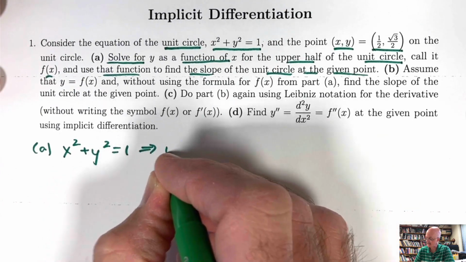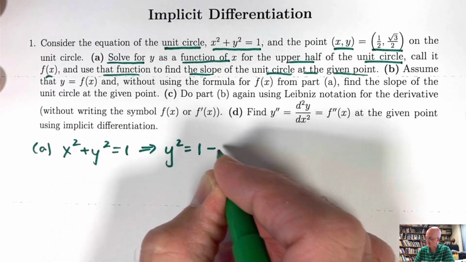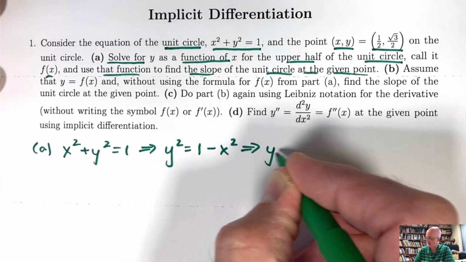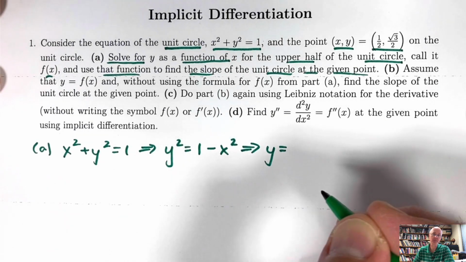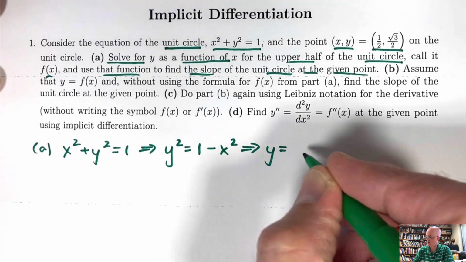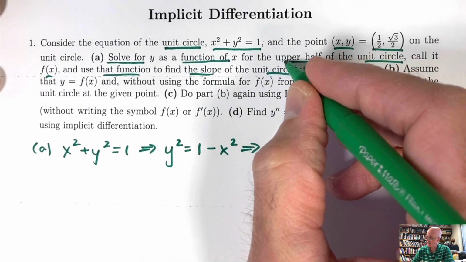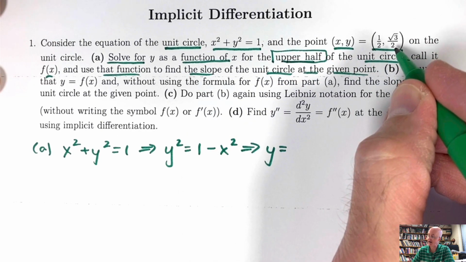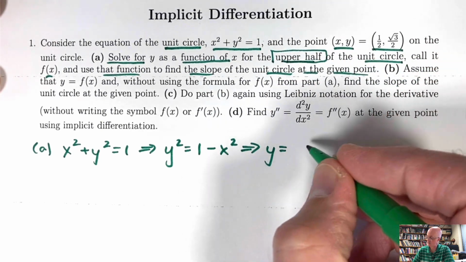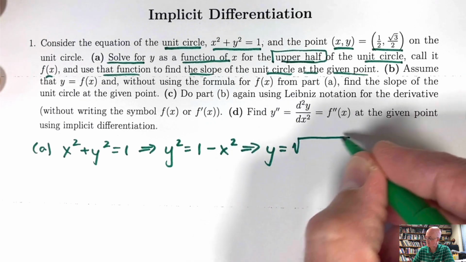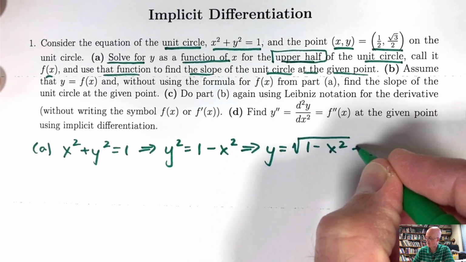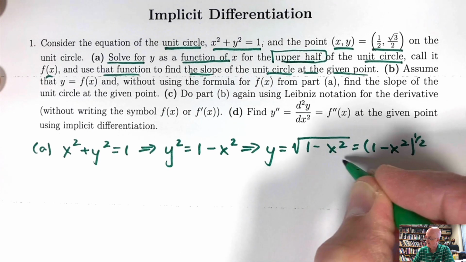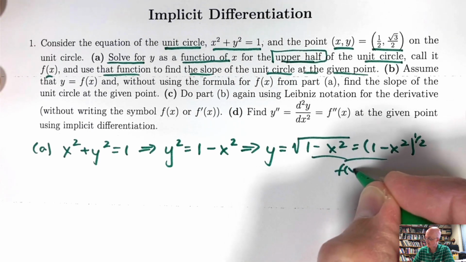So first subtract x squared from both sides to get y squared equals 1 minus x squared. And then solve for y. In general, y would be plus or minus square root of 1 minus x squared. But because we want the upper half of the unit circle, the second coordinate of the point there is positive, we will take the positive square root. Y will be the square root of 1 minus x squared, or if you prefer, 1 minus x squared all to the 1/2 power. That will be our function f of x.